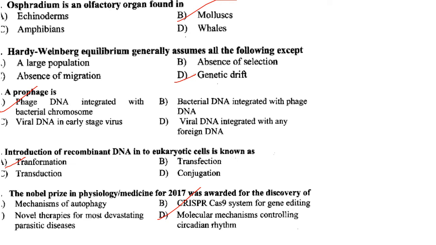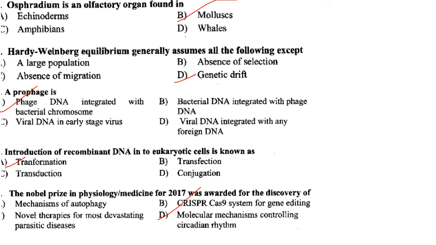Then next one, Osphradium is an olfactory organ found in mollusks. Answer is option B. Then Hardy-Weinberg equilibrium generally assumes all of the following except. So there must be a large population, absence of selection, absence of migration. So Hardy-Weinberg principle assumes all these three, that is A, B and C conditions, but not genetic drift.